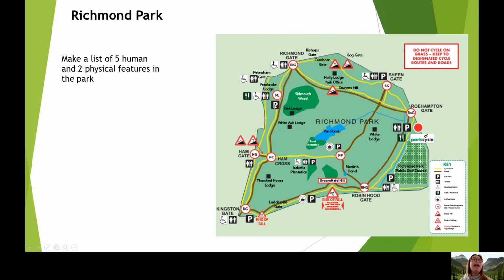Well, we can see plenty of human man-made features. We can see lots of gates. These are entrance areas. Bishopsgate, Bog-gate, Sheen-gate, Roehampton-gate, Robin Hood-gate, Kingston-gate, Ham-gate, and Petersham-gate. We can also see lots of public toilet facilities. So there's usually one at each gate.